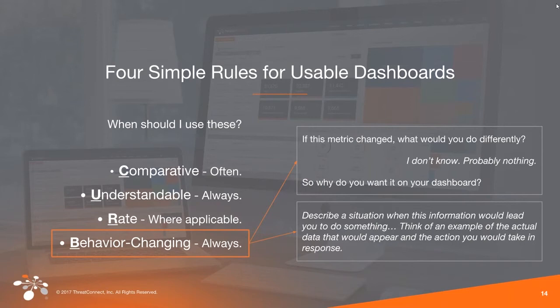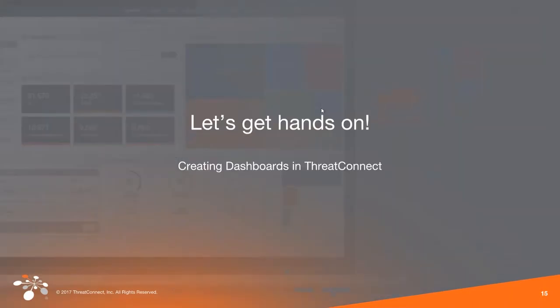So going back to our previous example where we were looking at deployments to the SIEM, ask yourself, when would tracking indicator deployments to my SIEM actually drive my behavior? Well, maybe if it failed, maybe if nothing happened in a few weeks, maybe if there was an unusual spike in the number of indicators deployed. Those are all things that could actually lead you to take some kind of action. So maybe those are things that should be displayed on your dashboard. So again, there we have 4 simple rules for creating usable dashboards.